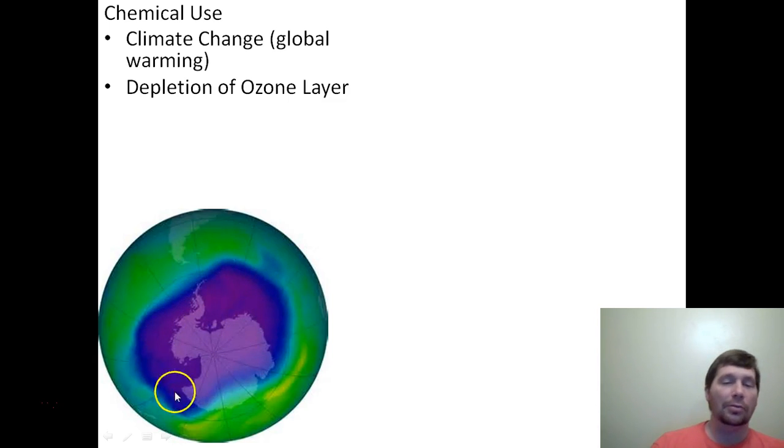This is a place where part of the atmosphere has been removed as a result of human activity, and it's what's called the hole in the ozone layer. It's in the very southern part of the world. Well, what caused this depletion of the ozone layer, and why do we care?